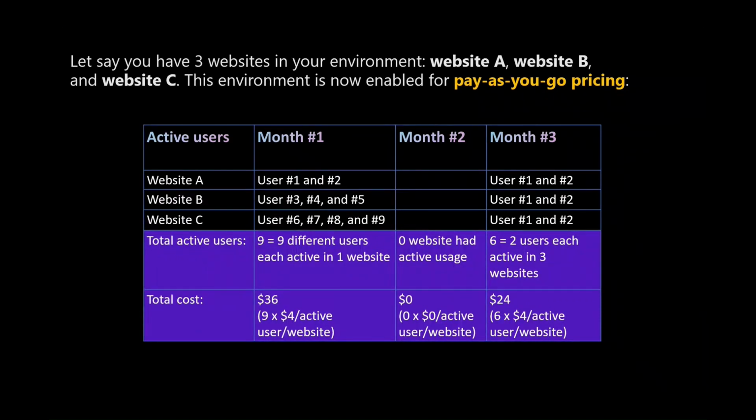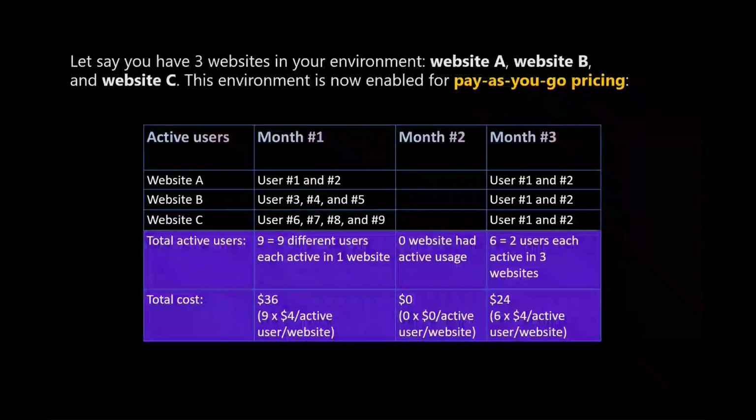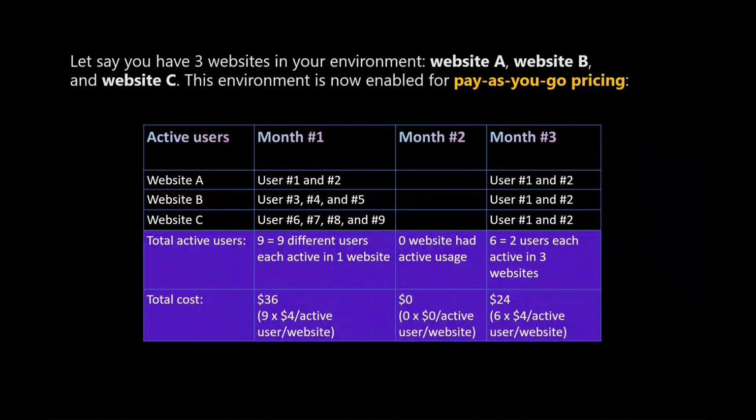In month 3, website A was used by users 1 and 2, and website B was again used by users 1 and 2, and website C was again used by 1 and 2. So 1 and 2 are not unique users for websites A, B, and C. They are considered as two users only. They are not considered as 9 users.